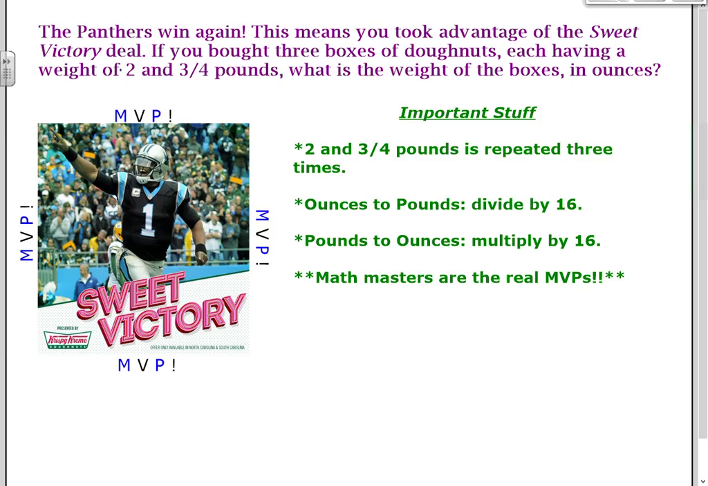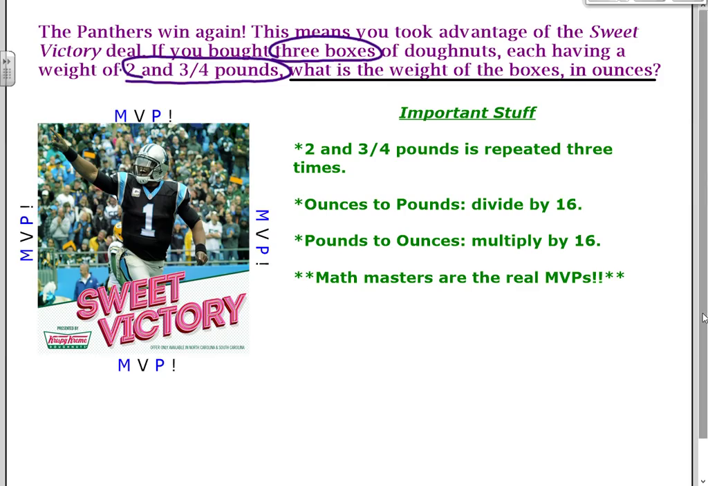All right, let's go ahead and cube the question. If you bought 3 boxes of donuts, each having a weight of 2 3/4 pounds, what is the weight of the boxes? So our question is, what is the weight of the boxes in ounces? There's nothing we can eliminate, okay? And now we're going to be ready to solve. Let's look at their little pointers here. 2 3/4 pounds is repeated 3 times. Ounces to pounds, you divide by 16, and pounds to ounces, you multiply by 16.